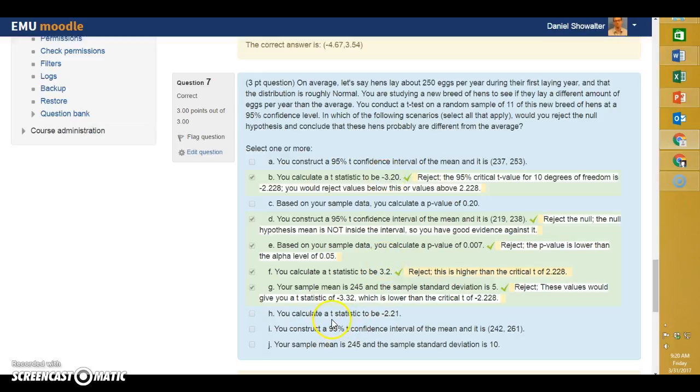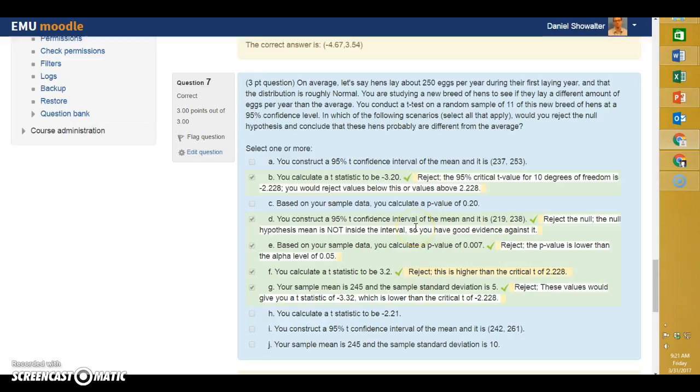But notice that this negative 2.21 is not more extreme than negative 2.228. So that's why this one we were not able to reject. We could also look at the p-value. So if our p-value is less than 0.05, that would be good evidence against the null and we would reject. So here we have 0.007, that's less than 0.05, so we reject. Notice this one is not less than 0.05, so we don't reject there.